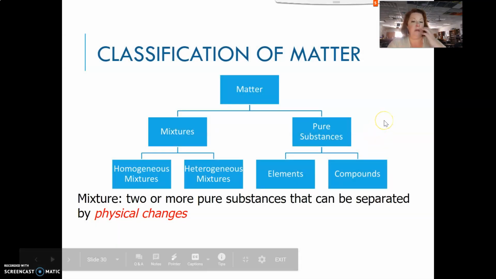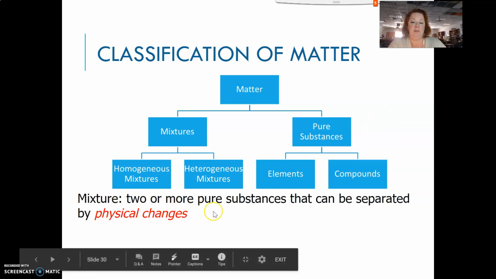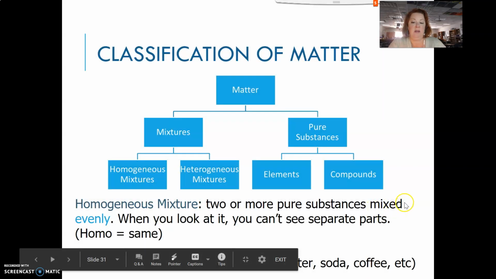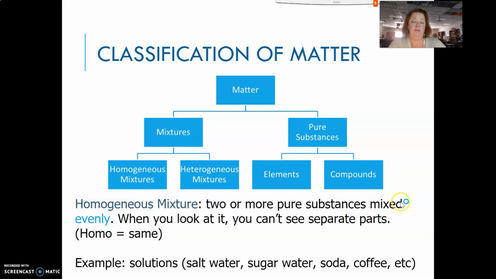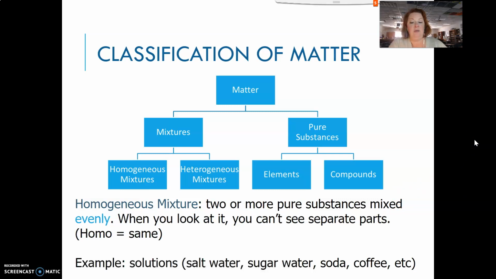So the first thing we're going to talk about is a mixture. A mixture is two or more pure substances that can be separated by a physical change. Again, remember, a physical change can be simple things like evaporation or phase changes. The first one we'll look at is a homogeneous mixture. These are two or more pure substances that are mixed evenly. So when you look at it, you cannot see the separate parts. So homo meaning the same.